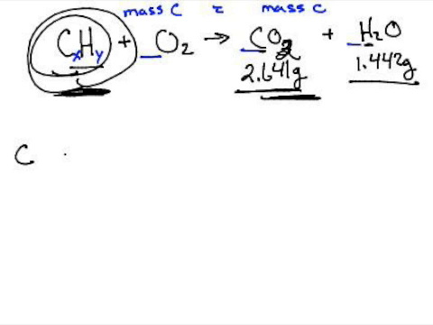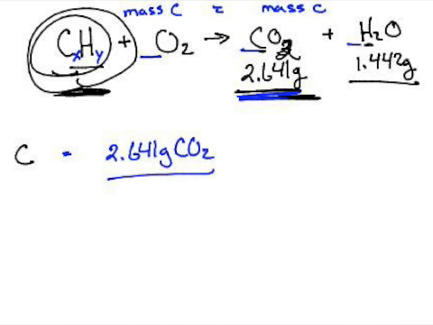So if I know the mass of the carbon on the product side, that is equal to the mass of the carbon on the reactant side, and that's what I'm going to figure out. I'm going to say the amount of carbon will be 2.641 grams of carbon dioxide over 1. Now watch what I do. It's a gram-gram ratio. I'm going to say that there is grams of CO2 for grams of carbon.